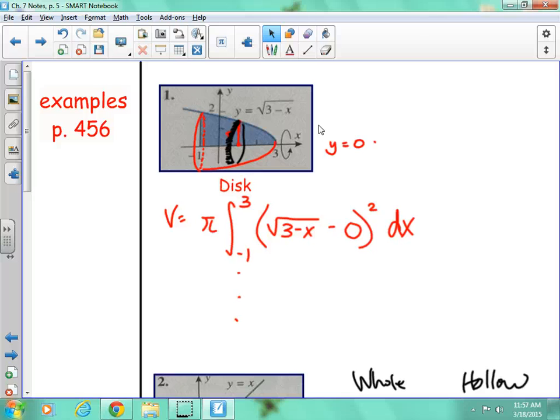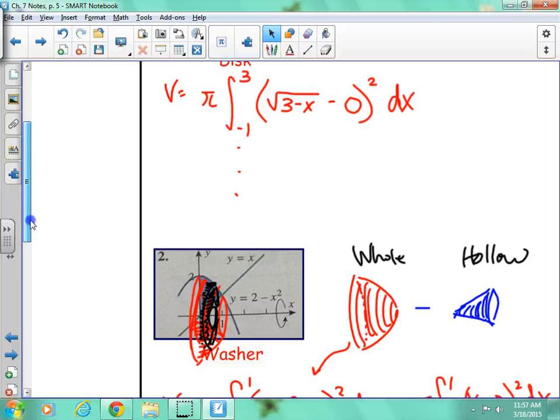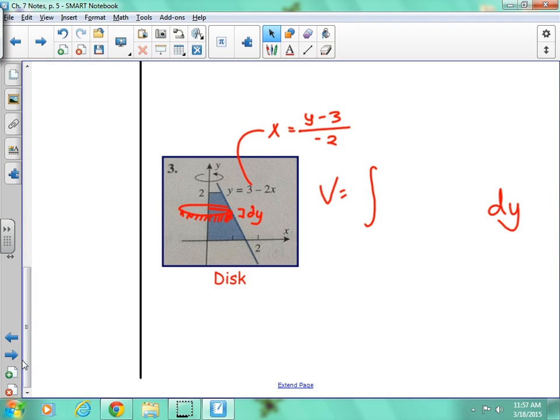How do I find r? Top, bottom. Why is it dx? Thickness is changing x. Disc or washer? Ooh, we didn't finish him. You guys there in your notes? Washer. Disc or washer? Washer.